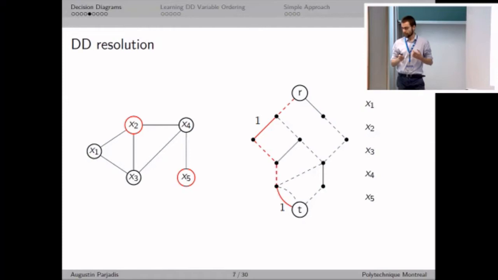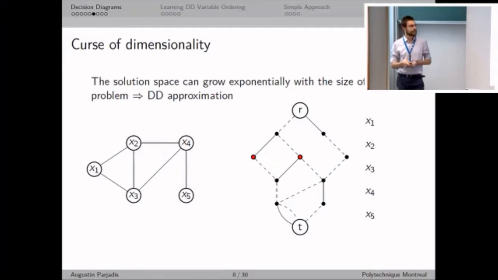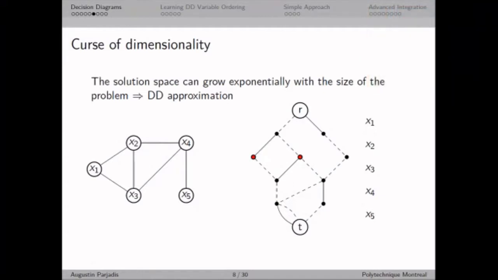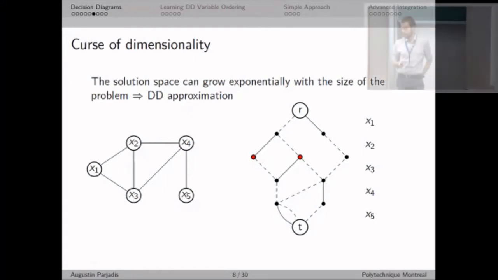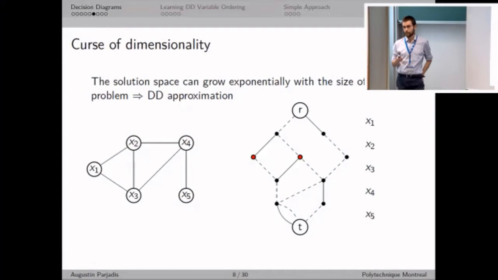The way to read a decision diagram is by taking a path from the root node to the terminal node. Those will represent a solution in our original graph. Conversely, each independent set that can be found in the graph can be represented as a path in the DD. This is interesting, but the problem with decision diagrams is the curse of dimensionality: the solution space will grow exponentially with the size of the problem. The solution is the decision diagram approximation.